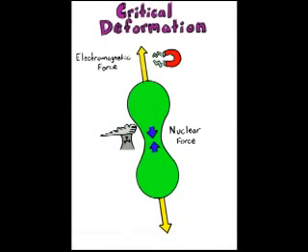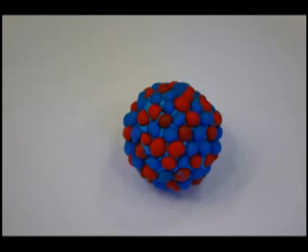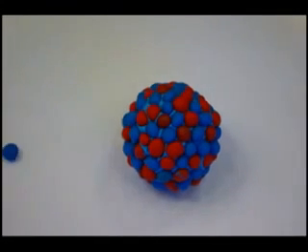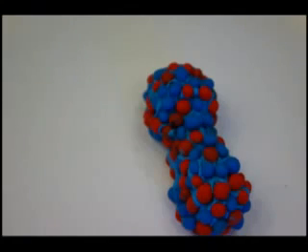In the nucleus, the nuclear force is the stronger force. However, when a free neutron disrupts the balance of an unstable nucleus, such as that of uranium-235, the nucleus becomes deformed, and the electromagnetic force overcomes the nuclear force. This is critical deformation. Let us look at uranium as an example. A free neutron moving at high speed hits the uranium atom, causing it to deform. At this point, the atom reaches critical deformation.